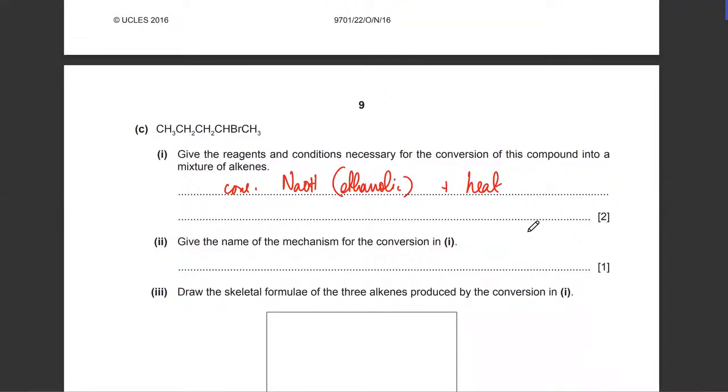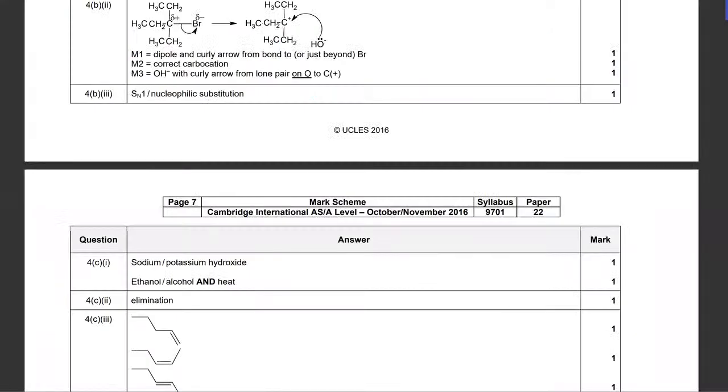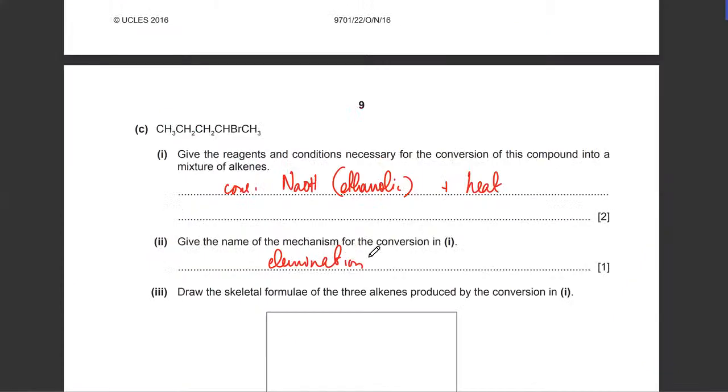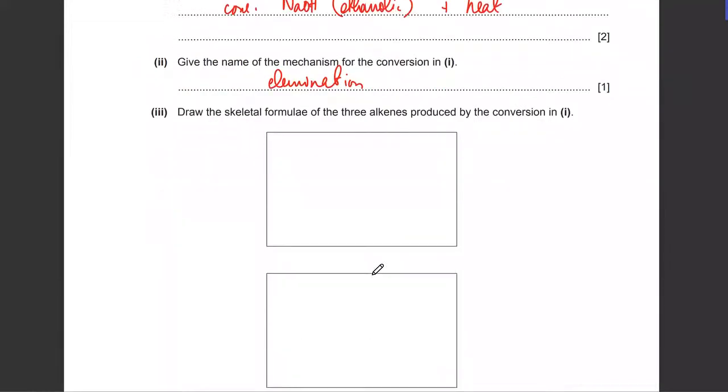That's it. If I give the name of the mechanism for the conversion in one, that's elimination. यही वाला है ना? So that is elimination. इसका भी देख लेते हैं. Why are they asking? क्योंकि syllabus पर तो इसका mechanism नहीं है. लेकिन वही बस elimination है लिखा हुआ है यहाँ पे. ठीक है, that is elimination. So they weren't really out looking for any details about it, whether it was nucleophilic or whatever, just elimination. Draw the skeletal formula of the three alkenes.